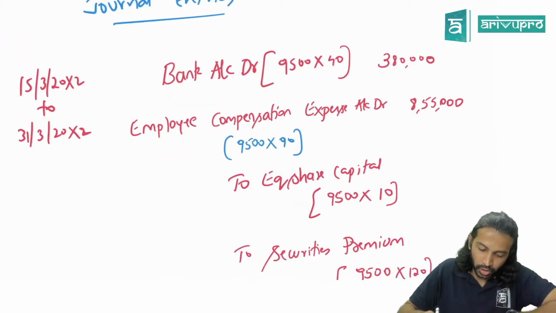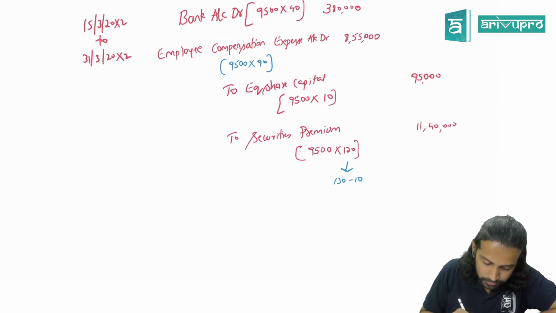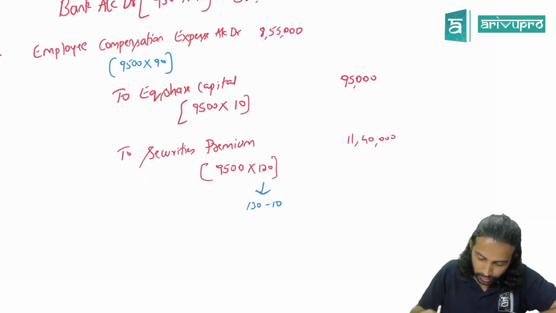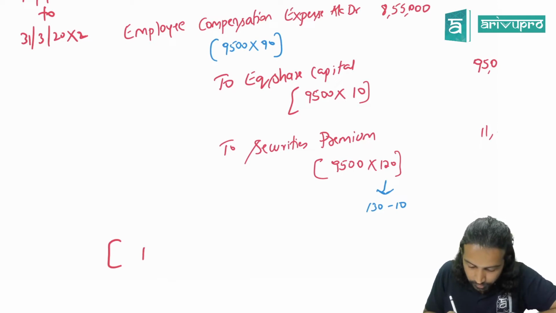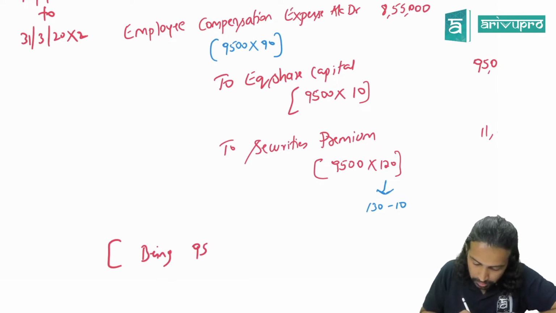Easy now. Okay. One more entry, sir. Oh, give narration. Okay, write down. Being 9,500, or maybe we'll write it in different ink.